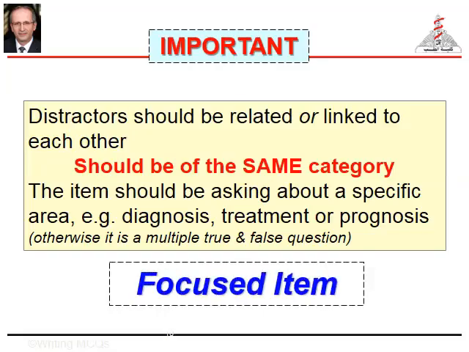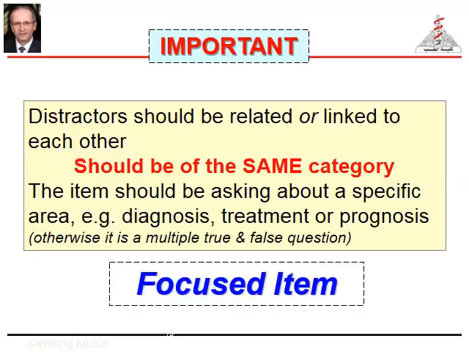This is an important slide. Distractors should be related or linked to each other. Distractors should be of the same category. The item should be asking about a specific area. For example, this question is asking about diagnosis, about treatment, about prognosis. If it is not like this, it's otherwise a multiple true and false question.